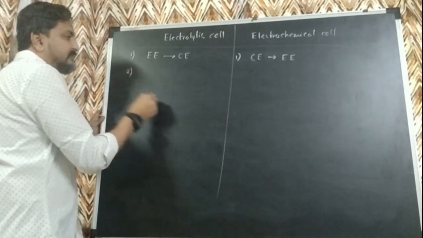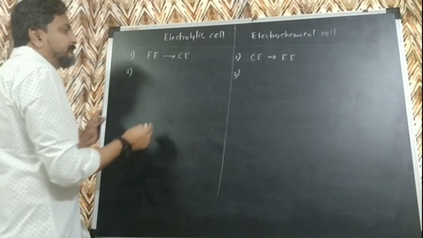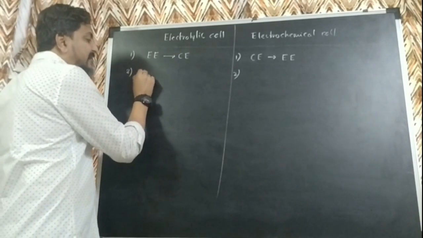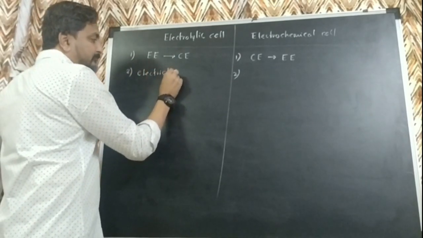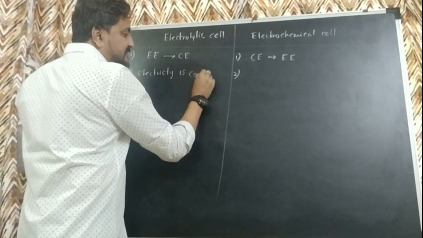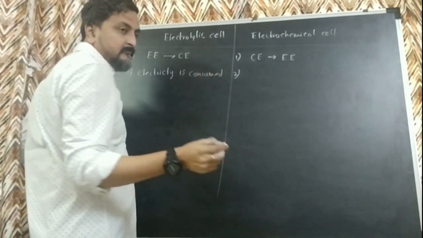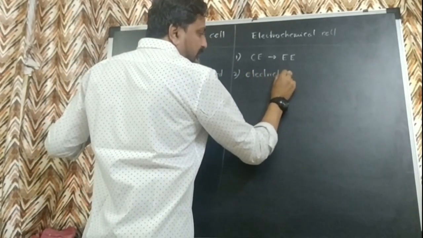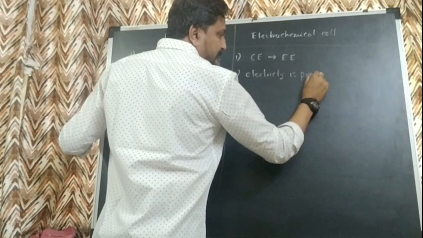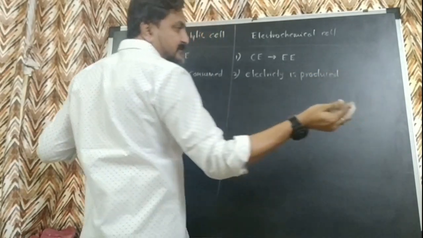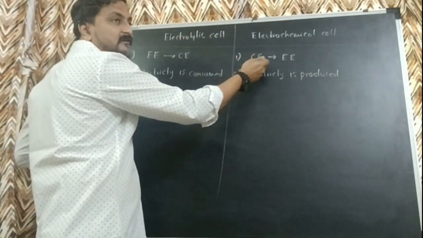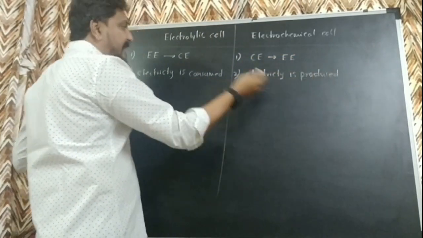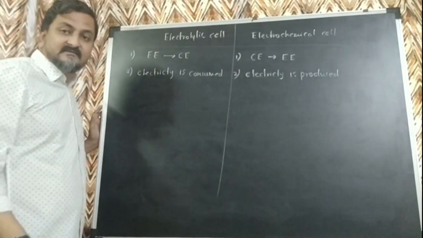The second point of distinction, very simple. In this cell, electricity is consumed, whereas in this cell, electricity is produced. It's just common sense. As you all can see, this is converting chemical energy into electrical energy. The end result is electrical energy, hence electricity is produced. Whereas here electricity is consumed. This is the second point.